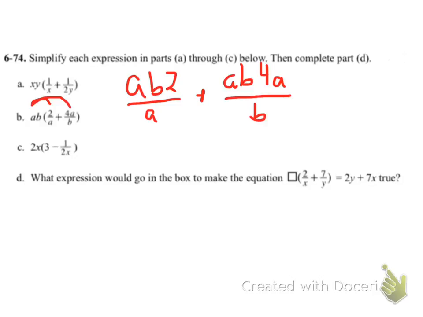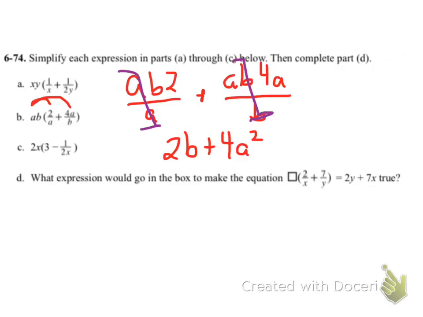And now I'm going to simplify. A divided by A is 1, so I'm left with 2b. On the second fraction, the b divided by b makes a giant 1, and I'm left with 4 times a, which is 4a squared.